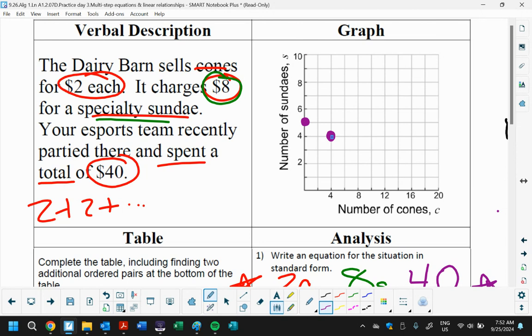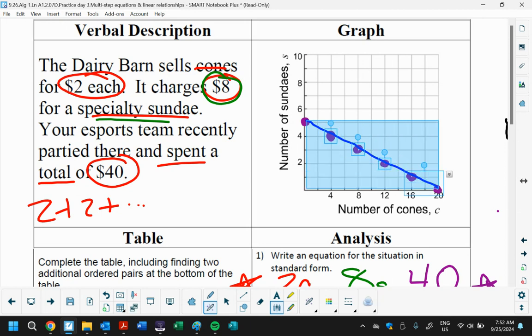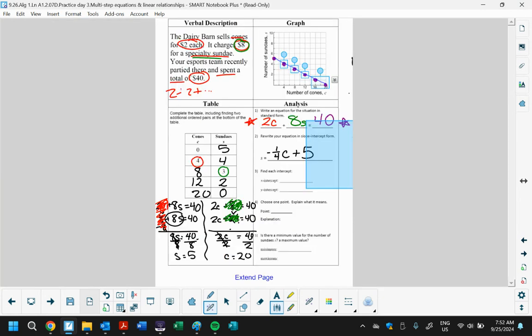After that, we had 8 cones and 3 sundaes, 12 cones and 2, 16 cones if you would want to fill in the blank, because the next one is going to be 20. Now, I'm not going to say you have to draw a line, but if you did, you would see a nice straight line through those points. All right, folks, so that means our graph is complete.